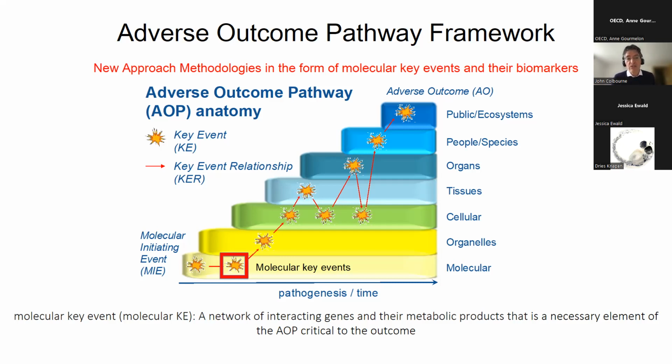Now, for the project of PrecisionTox, what I'd like to point our attention to is what's in this red box here. Certain key events occur early in pathogenesis and are molecular in nature. And these molecular key events also form networks of molecular key events that allow us to come up with a network of interacting genes and their metabolic products that is a necessary element of an AOP critical to the outcome. And it's these molecular key events that we're quite interested in discovering and applying as biomarkers to make cross-species predictions of hazards due to exposure.